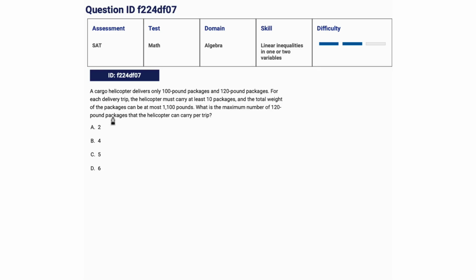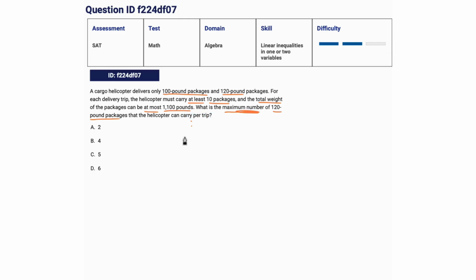A cargo helicopter delivers only 100-pound packages and 120-pound packages. For each delivery trip, the helicopter must carry at least 10 packages, and the total weight of the packages can be at most 1,100 pounds. What is the maximum number of 120-pound packages that the helicopter can carry per trip?